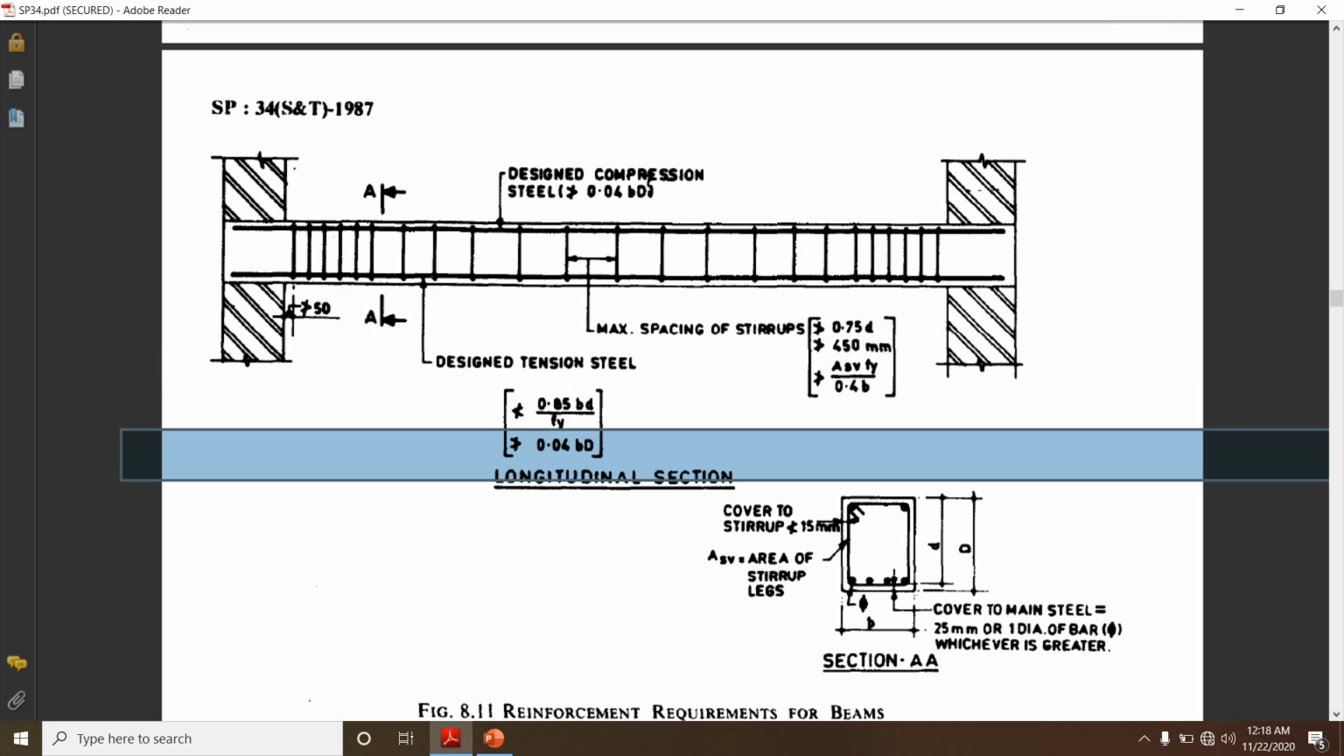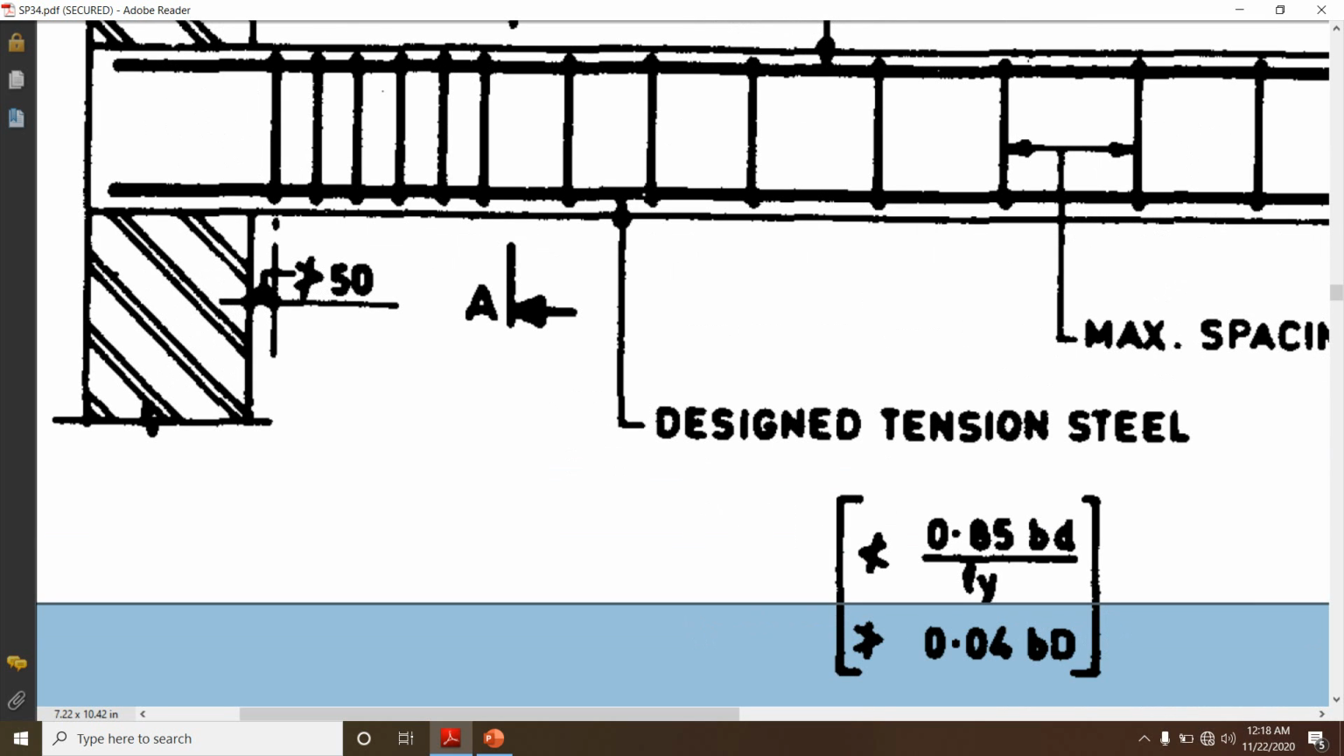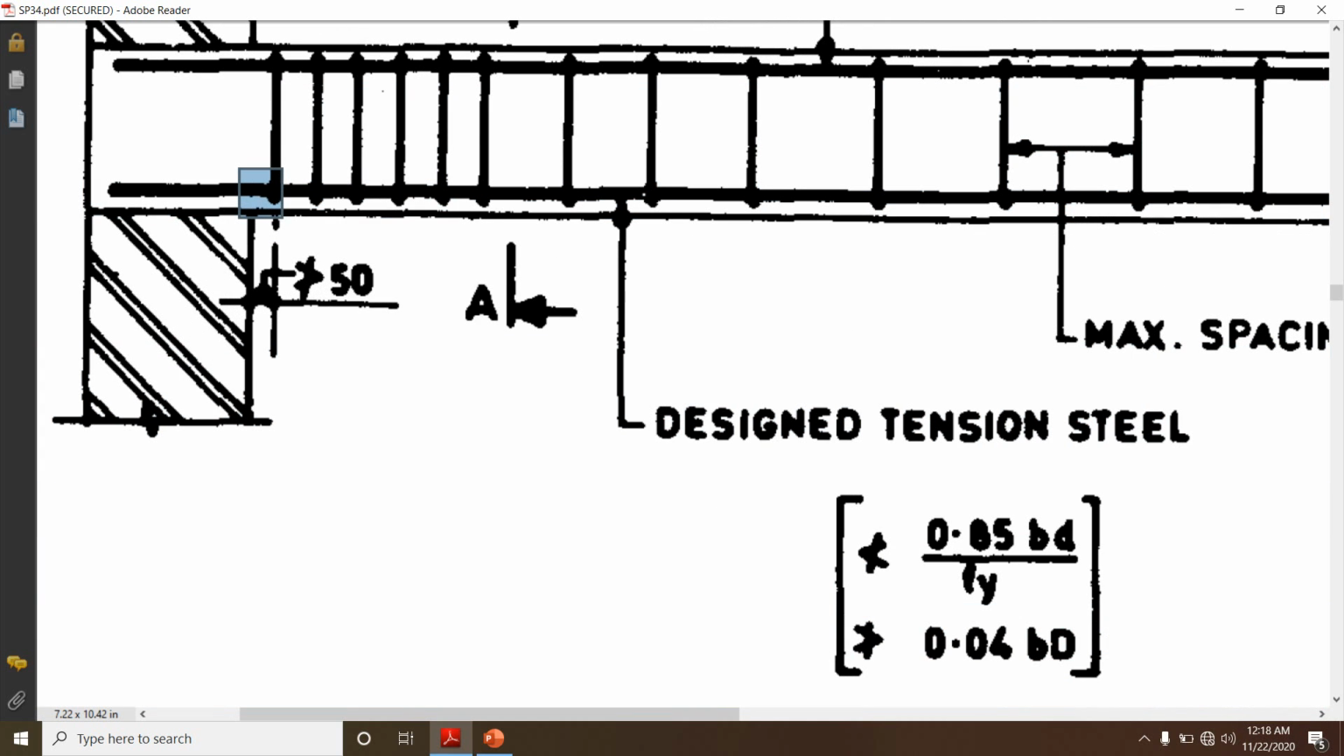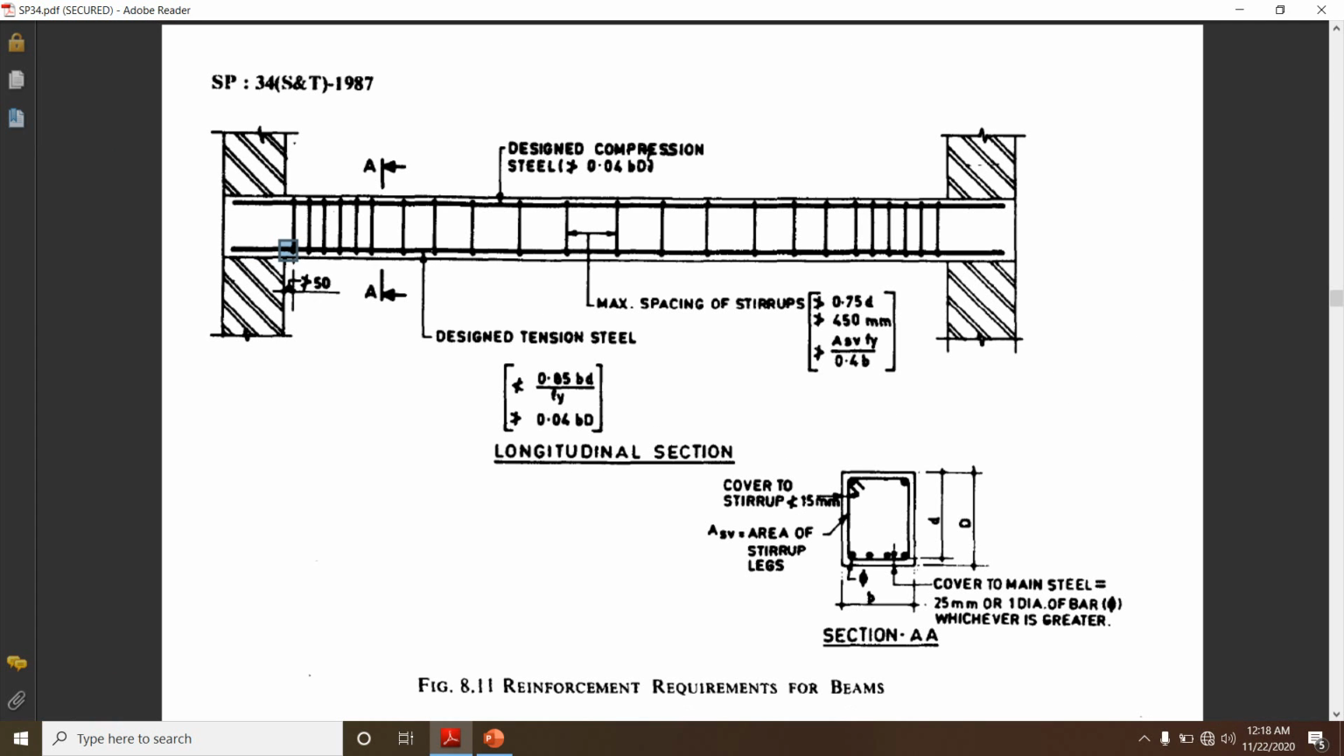Another thing they have given is the stirrups we are going to provide from the face of the wall or from the face of the column. The spacing of that stirrup should not be greater than 50 mm. So whenever we tie this first stirrup, the spacing between the wall surface and the first stirrup should not be greater than 50 mm.